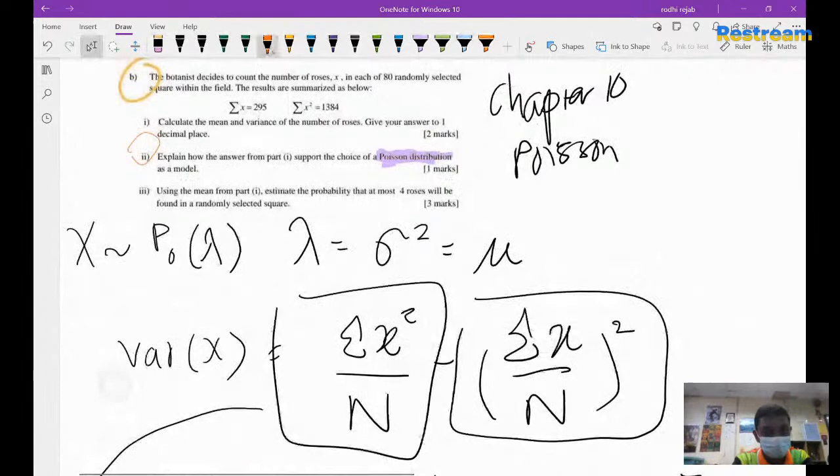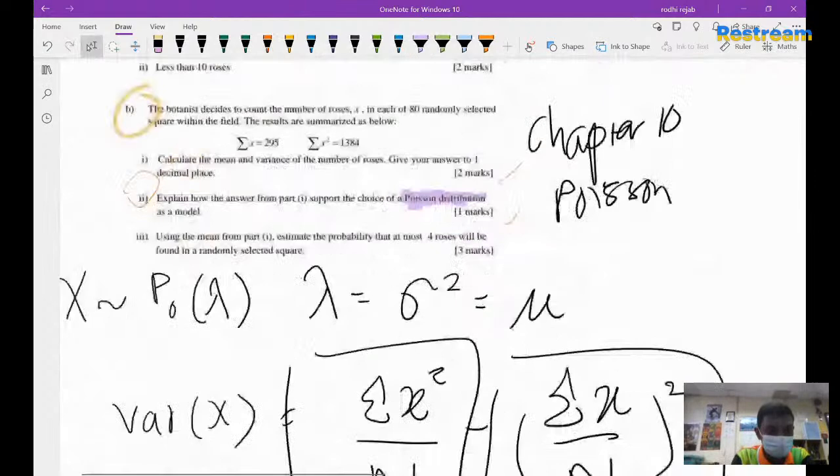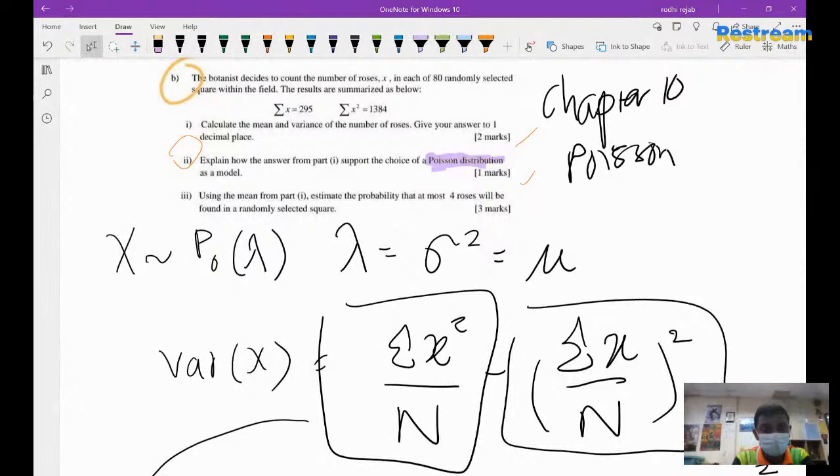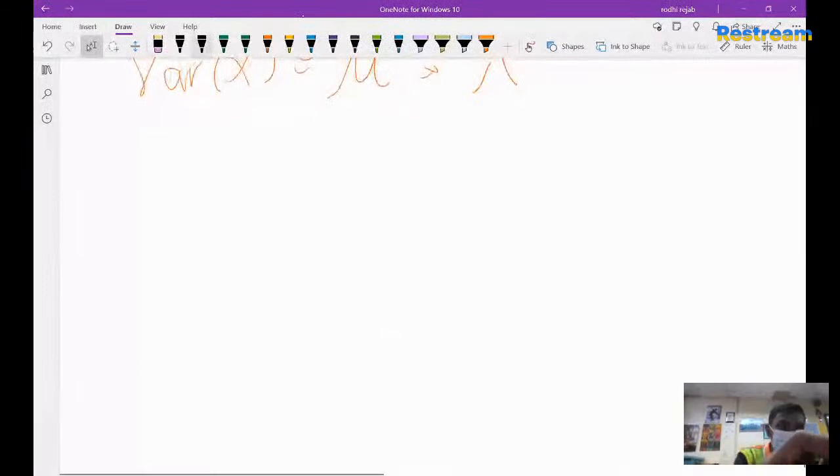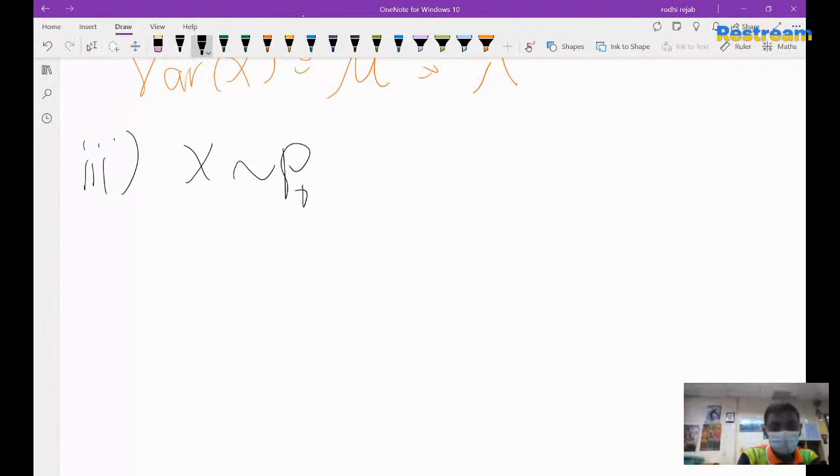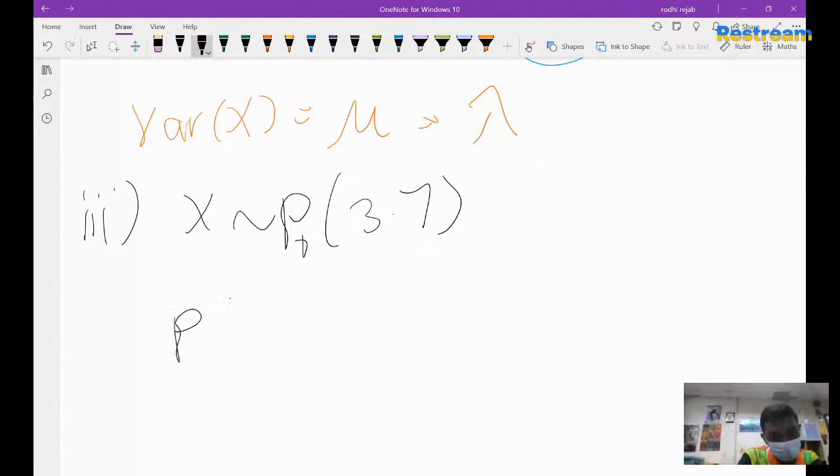And for the final part of this trilogy of questions, using the mean from part 1, estimate the probability that at most 4 roses will be found in a randomly selected square. So at most 4, we are following a Poisson distribution. We must write the expression of a Poisson distribution with the lambda of 3.7. And we want the P of X is at most 4. At most here meaning kurang atau sama dengan. So maksudnya paling banyak nilai rose yang kita jumpa adalah 4.